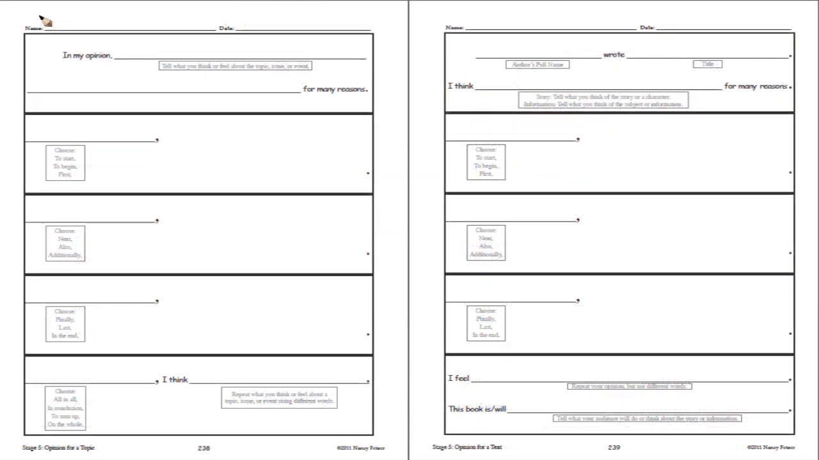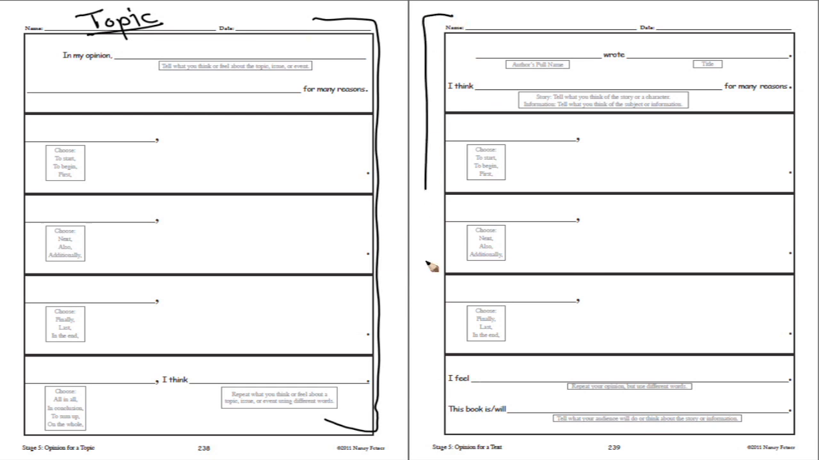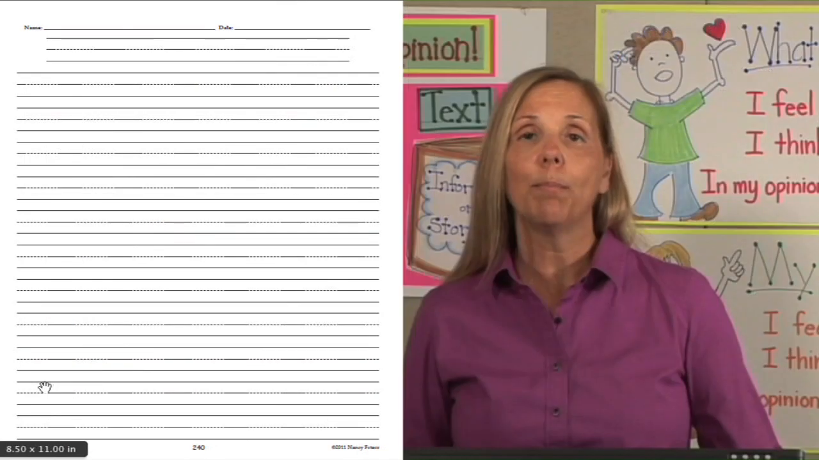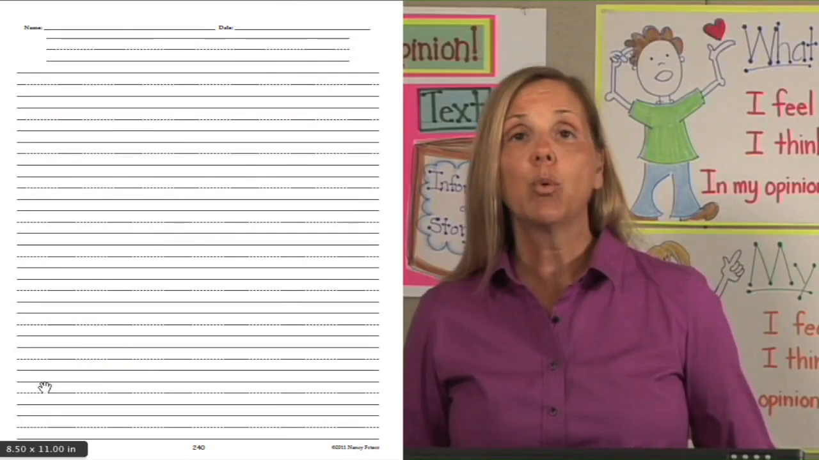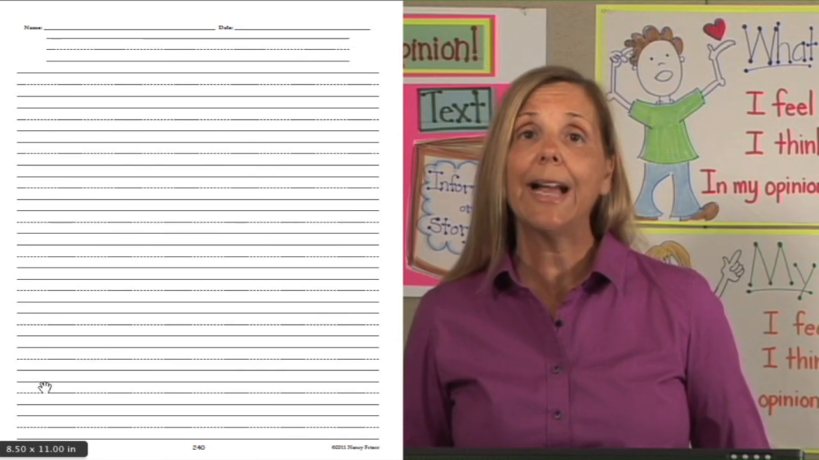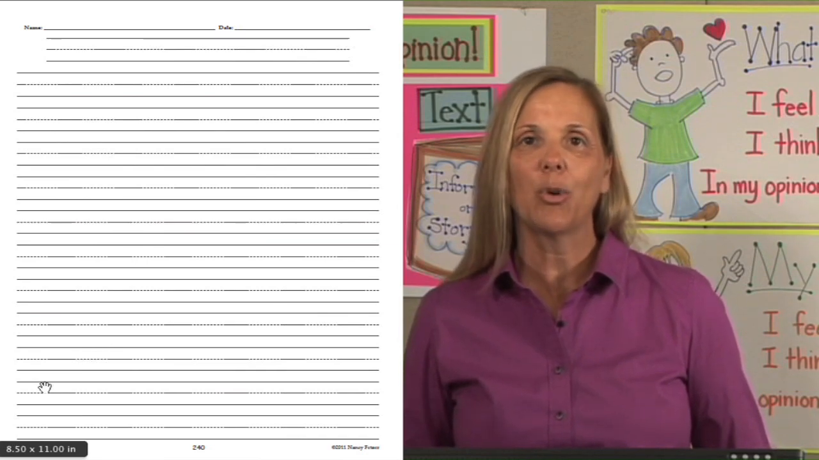On page 238 is your black line master for writing an opinion about a topic, and on page 239 is your black line master for stage 5 to write an opinion about a text. And finally, on page 240 is a writing page for your students to write out their opinion once they filled in their organizer.